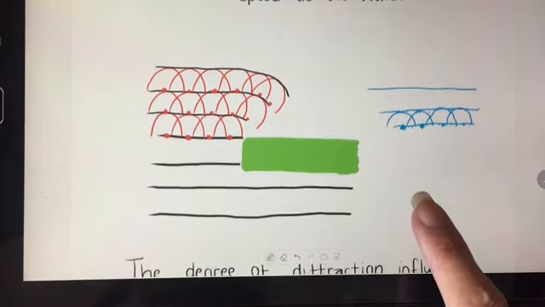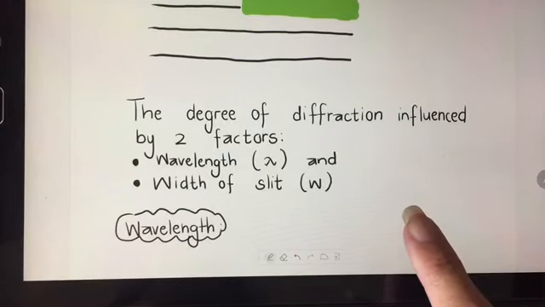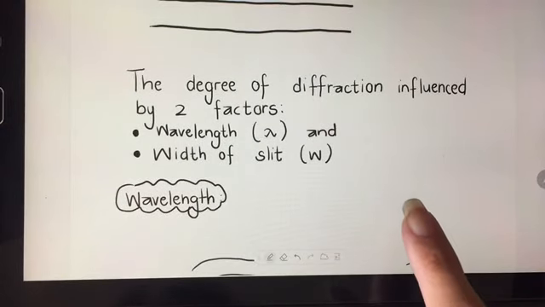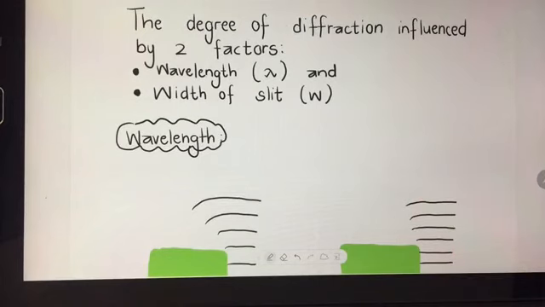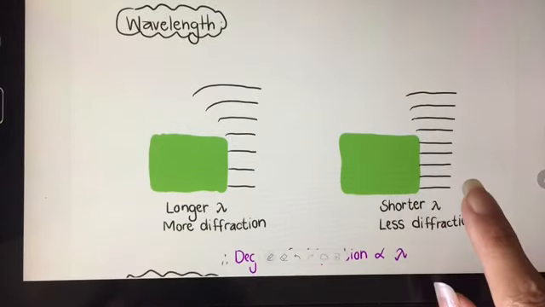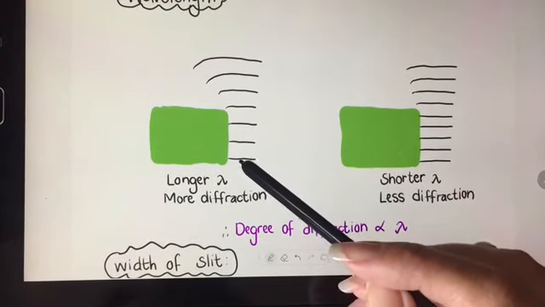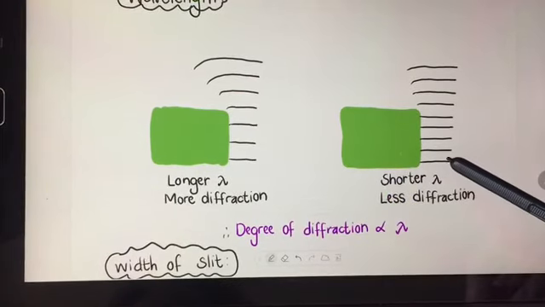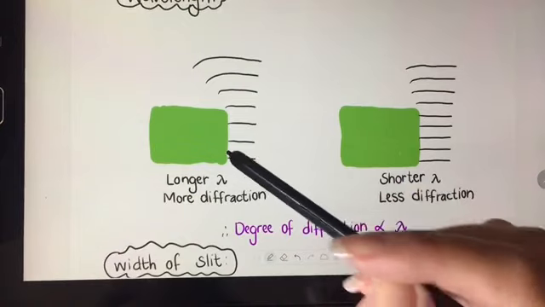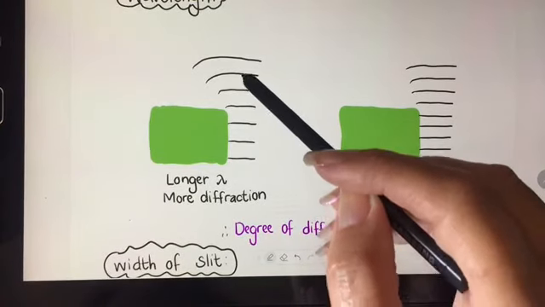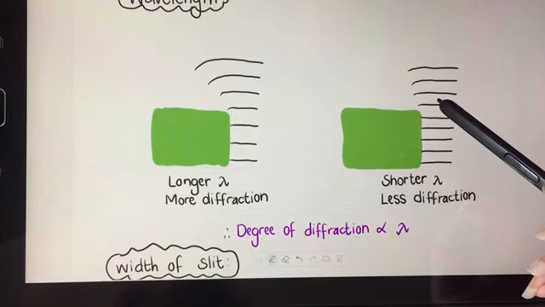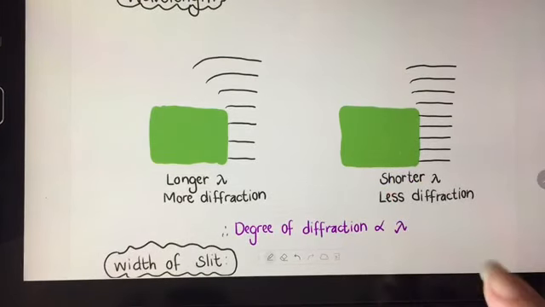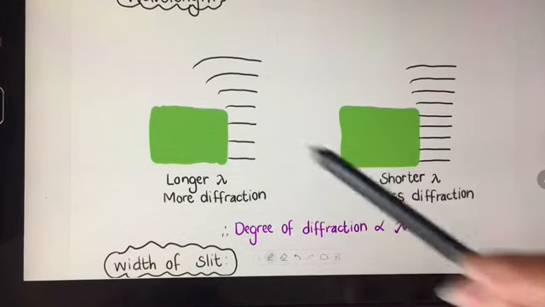Okay, lastly, the degree of diffraction or bending is influenced by two things: the wavelength of the waves and the width of the slit. So first, the wavelength. So take a look over here. So here I've got waves with a longer wavelength, and here I've got waves with a shorter wavelength. And with the longer wavelength, more diffraction takes place compared to the shorter wavelength. So our conclusion there will be that the degree of diffraction is directly proportional to wavelength. So longer wavelength, more diffraction.